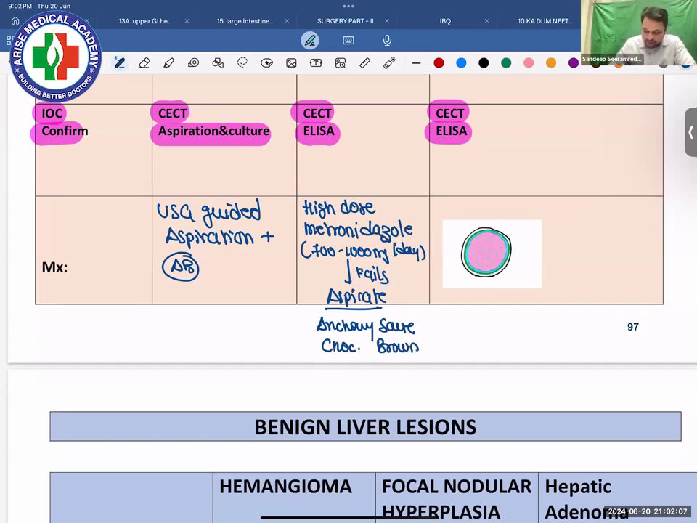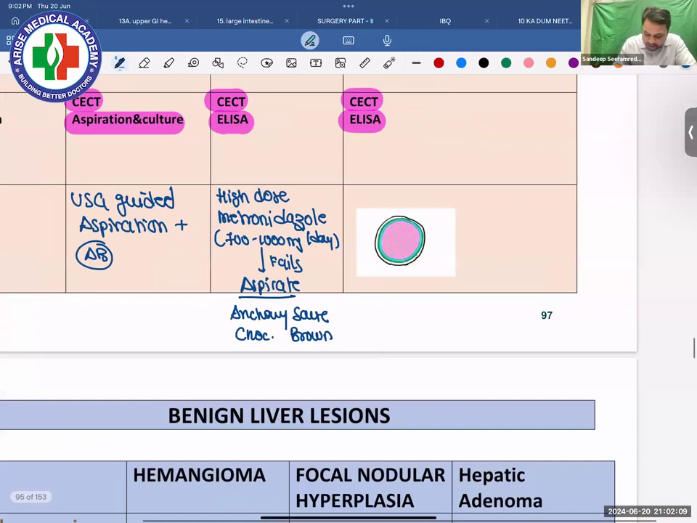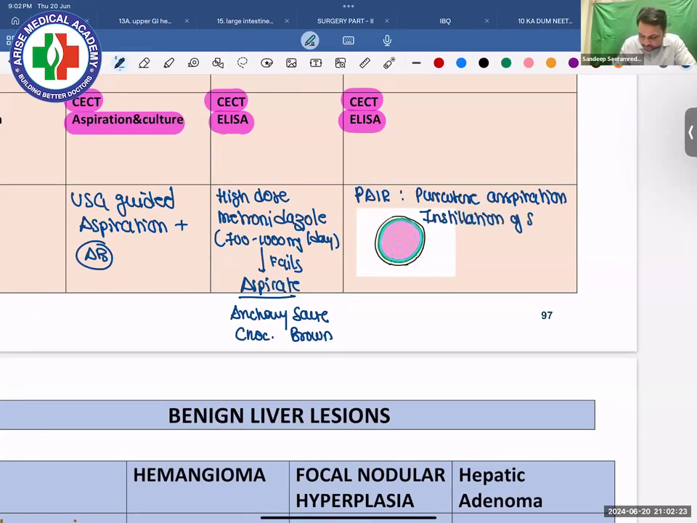For hydatid cyst, I will do PAIR therapy. PAIR is your puncture aspiration. It is puncture aspiration of the hydatid fluid, instillation of scolicidal agent, and re-aspiration.